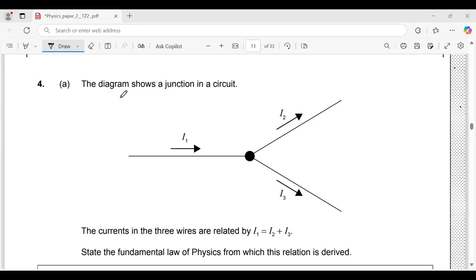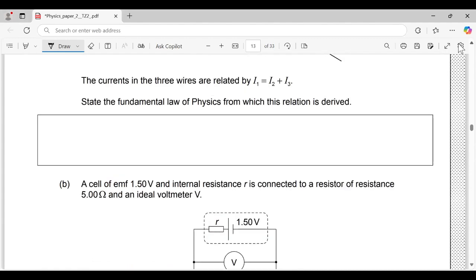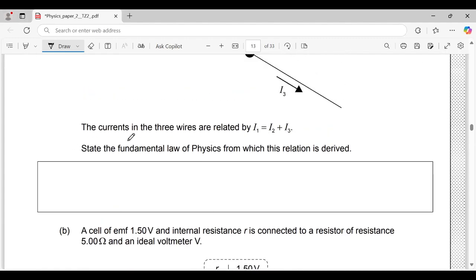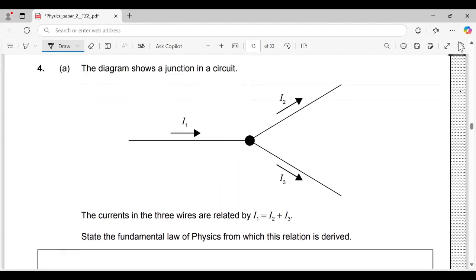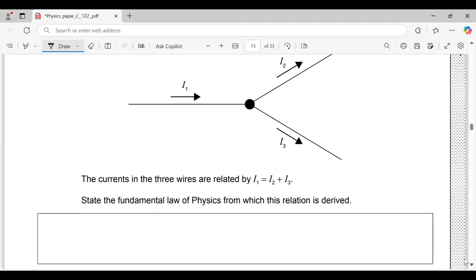Number 4. The diagram shows a junction in a circuit. The currents in the three wires are related: I1 equals I2 plus I3 in this circuit. State the fundamental law of physics from which the relation is derived.